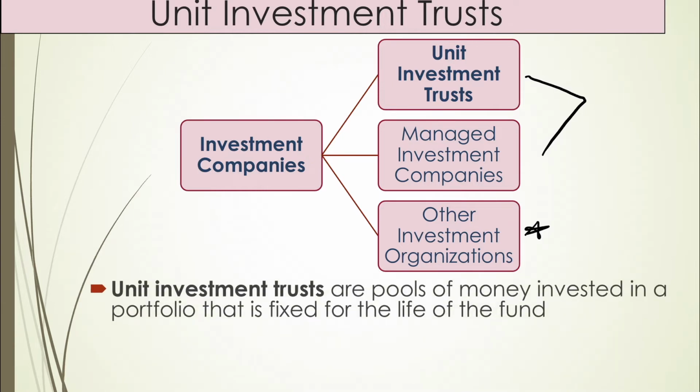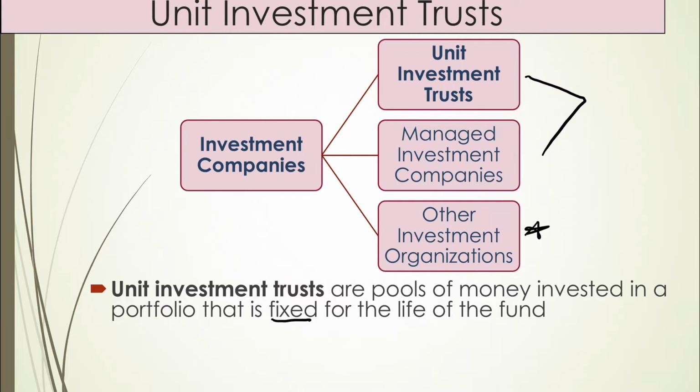First is a unit investment trust. So unit investment trusts are pools of money invested in a portfolio that is fixed for the life of the fund. So the portfolio composition is fixed. Typically in these unit investment trusts, they will purchase one particular type of security, for example, municipal bonds or corporate bonds. And then as an investor, you can include these in your diversified portfolio.